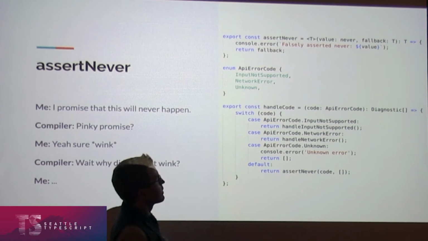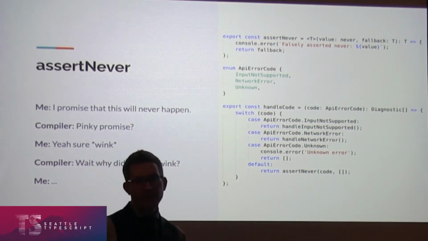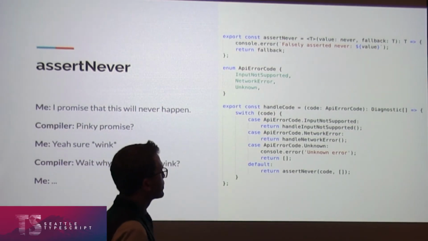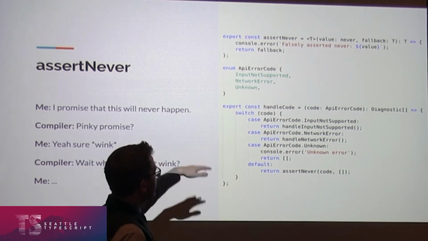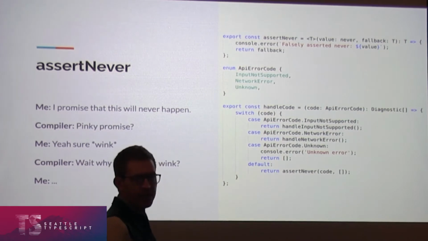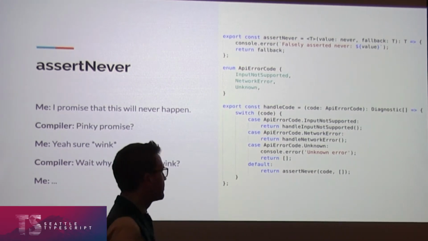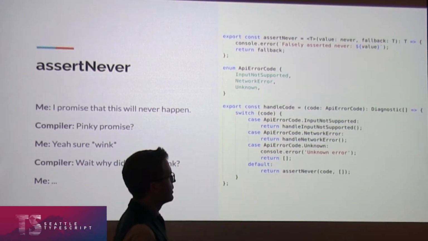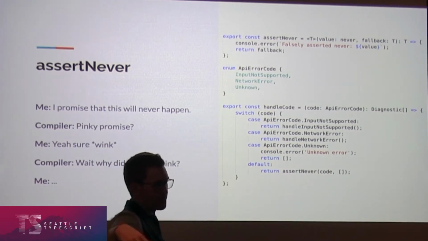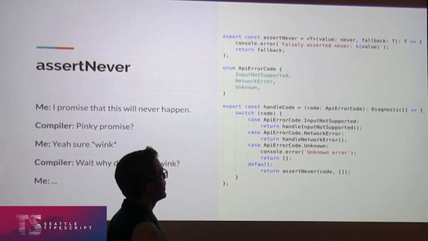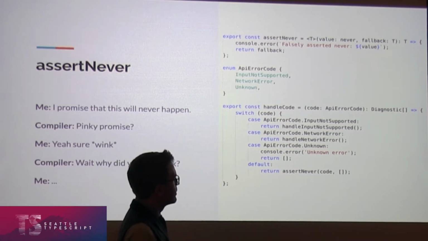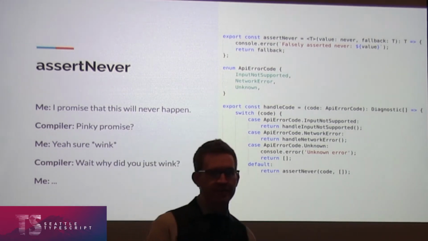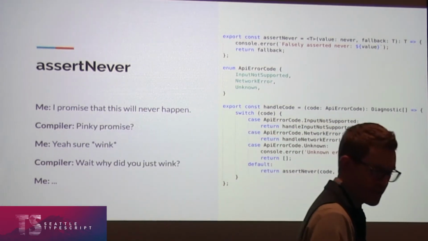Let's say API error code is actually in a completely different module. It's far away from handle code for some reason. And somebody adds a new API error code. Then all of a sudden this function in a faraway module that said person modifying API error code never understood that they would need to fix, all of a sudden it complains and they see the error and they go fix it.